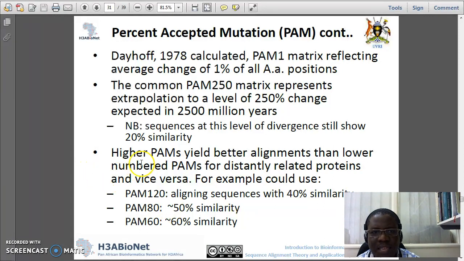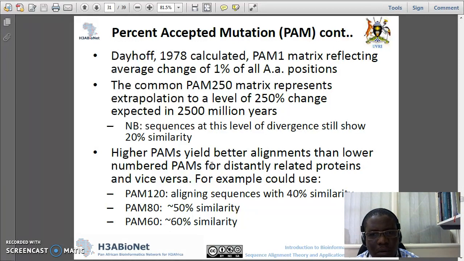Now, the other thing to think about is that because you have families of PAMs, some have higher numbers, others have lower numbers, how do you really work with those? So the rule of thumb, or the guideline, is that the higher PAMs are better with alignments than the lower PAMs if you're looking at distantly related proteins.